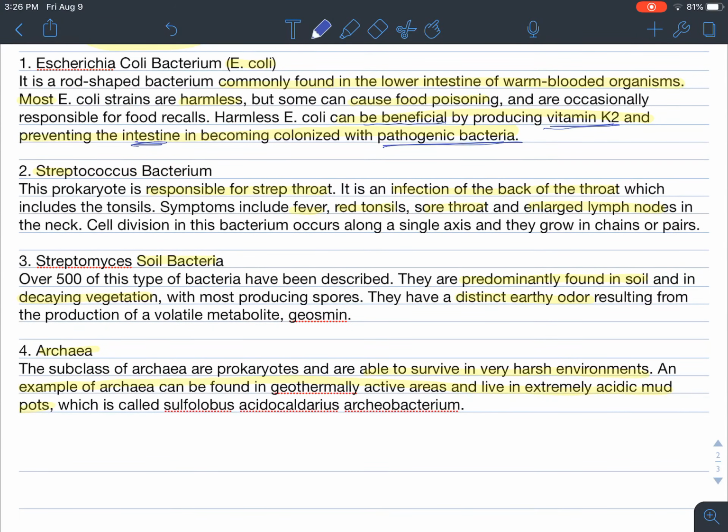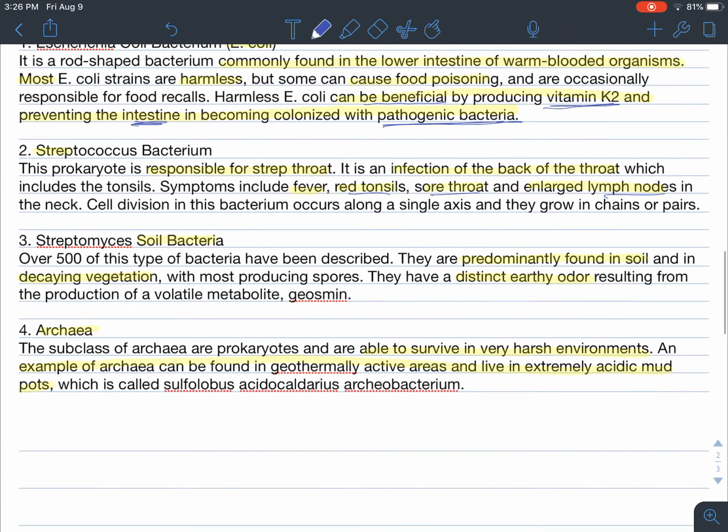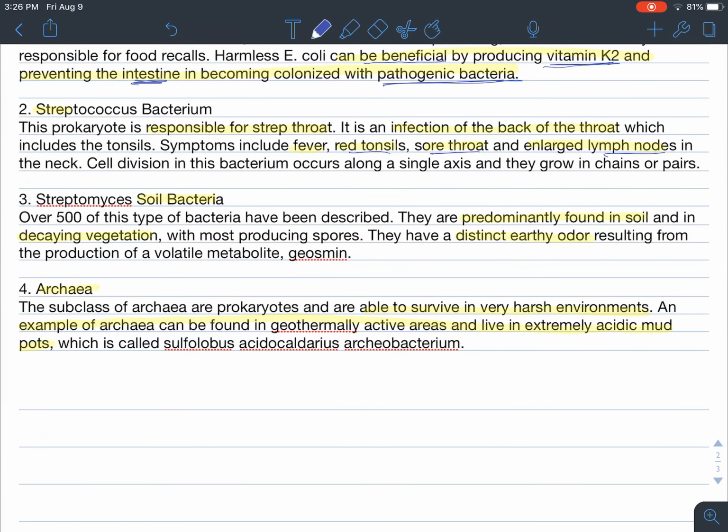So is strep. If you've ever had strep throat, Streptococcus bacterium. It's an infection in the back of your throat. You get a fever, red tonsils, sore throat, and your lymph nodes get enlarged as well. So that's another example of a prokaryotic cell, is that this bacterium gets inside of you and it causes this infection. That's a prokaryote that gets inside of you that causes that.